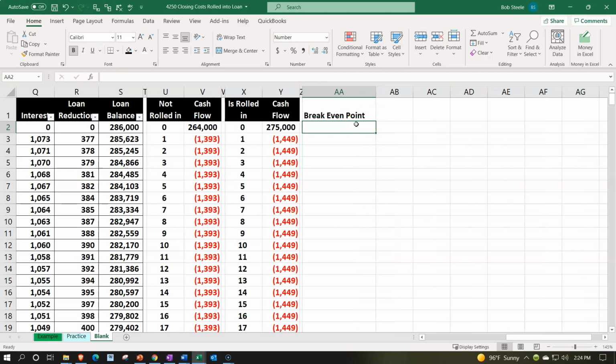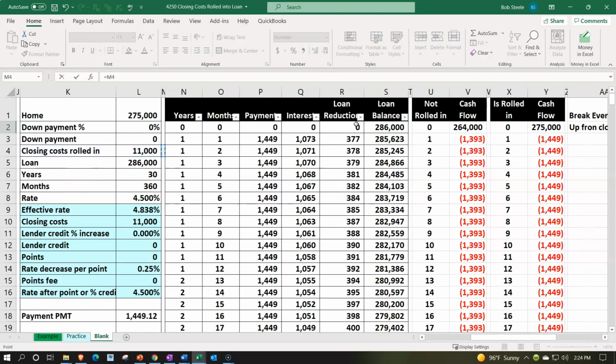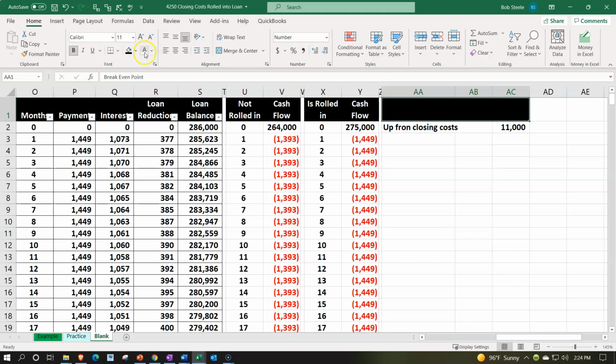So let's say we got the upfront closing costs. If we paid them up front, we'd have the 11,000 that we paid. Let's say it equals the 11,000 on the closing. Let's format this black and white, font group black and white. And so that's our upfront cost, and then we got the difference in payments.